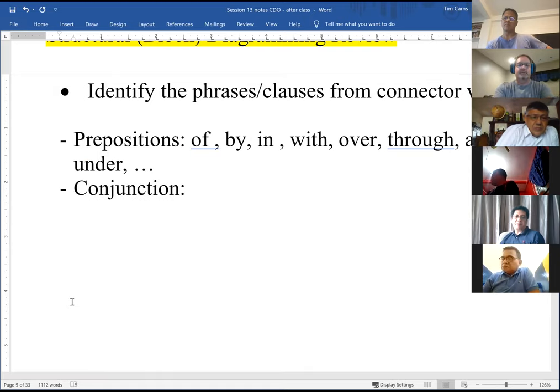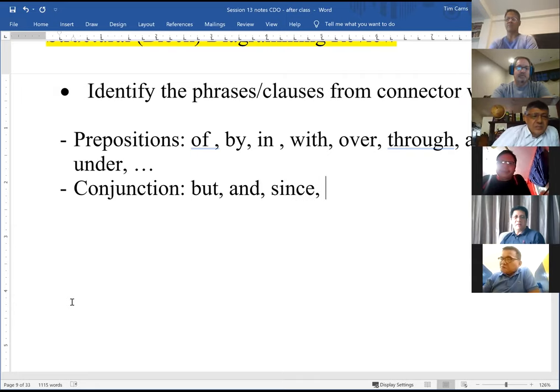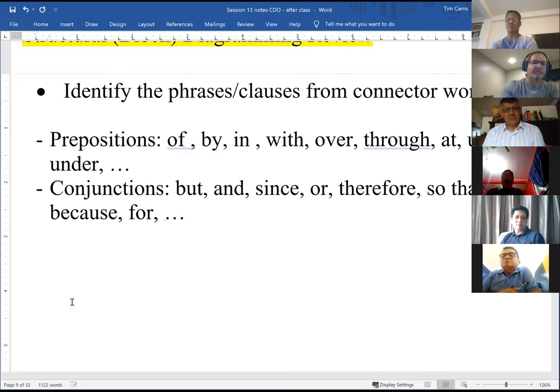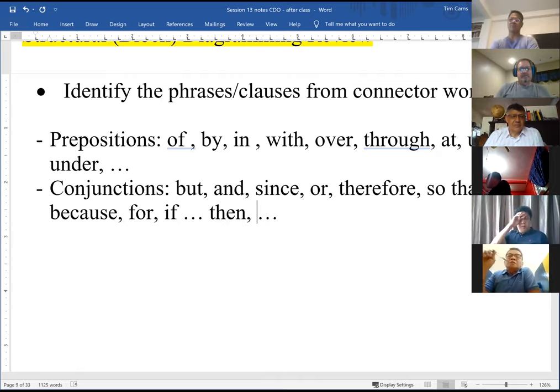So conjunctions are also very common connector words. What are some conjunctions we have? But, and, since, therefore, so that, because, for. Okay, these are conjunctions. If would be, yes, if then is a conditional phrase, but that also is a type of conjunction. And again, you can go to Wikipedia, which has a list of conjunctions, and I'll give you that link as well.